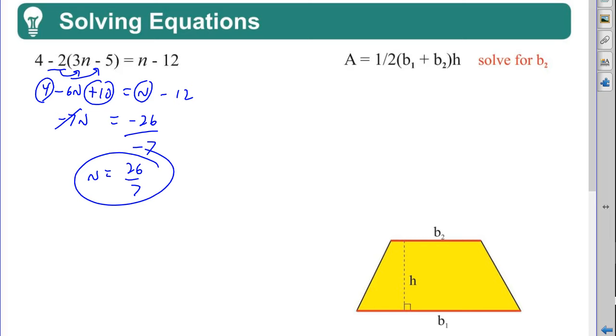And so B sub 1 and B sub 2 are base 1 and base 2. That's always the parallel sides of the trapezoid, right? And of course, you're looking right down here, right? Notice the parallel sides are always base 1 and base 2. And then H is the altitude, the perpendicular distance between those two parallel bases.